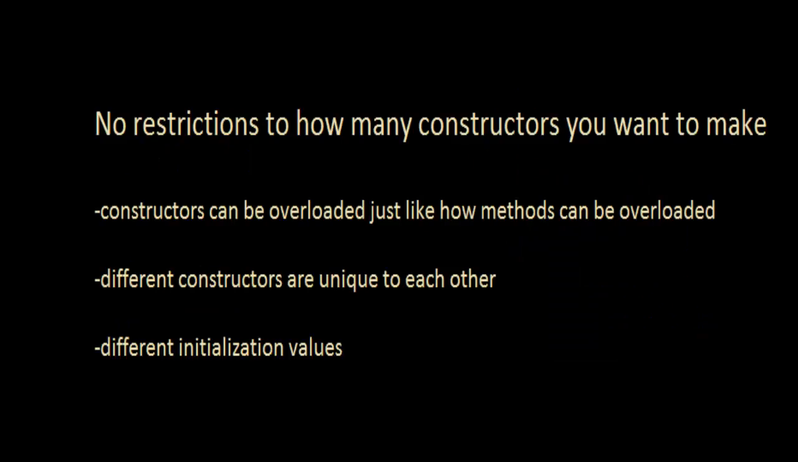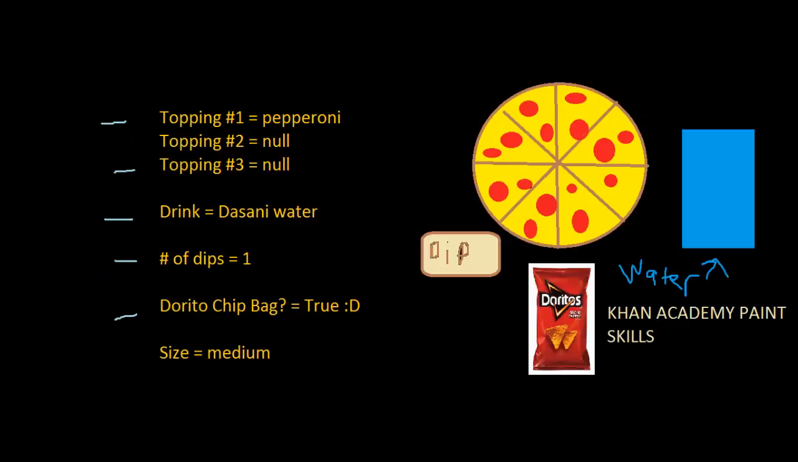We can overload as many constructors as we want, as each constructor will be unique in its own way, as they will have different kinds of initialization values for the object. So going back to our pizza, let's say Tyrone doesn't want to just buy a standard pizza. Maybe he wants to get a different drink, or he wants to have different toppings. Maybe he doesn't want the chip bag. Maybe he wants more dip.